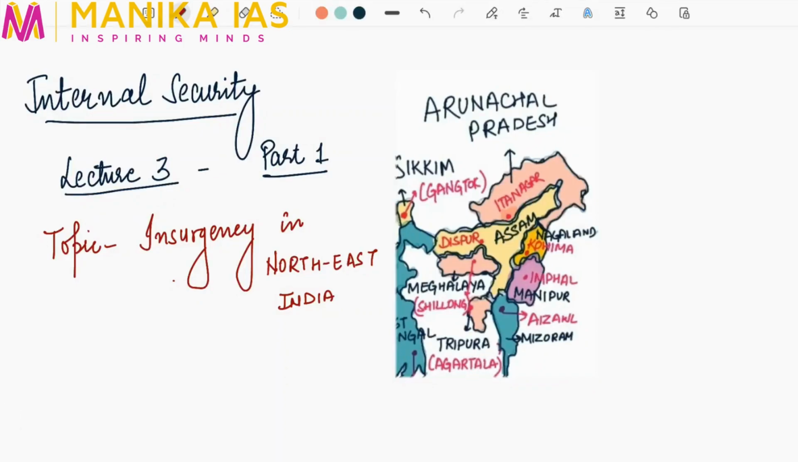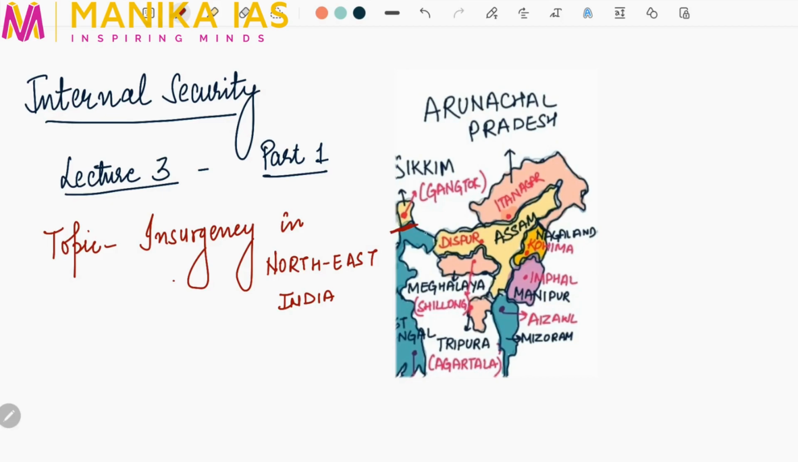This is lecture 3 in the series of internal security, and today's topic will be insurgency in Northeast India. So before we begin with insurgency itself, let's discuss a bit about the geography of the Northeast. This is the image of Northeast India, and in this particular region we have 8 states including Assam, Arunachal Pradesh, Nagaland, Manipur, Mizoram, Tripura, Meghalaya and Sikkim.